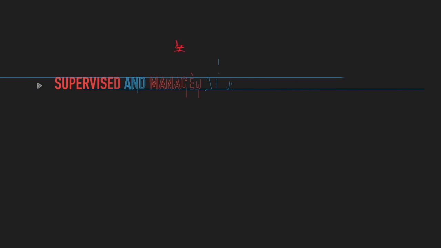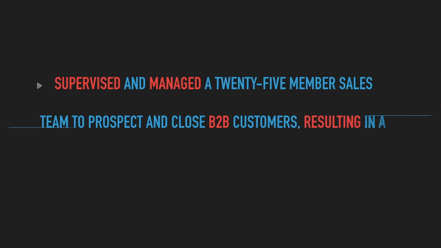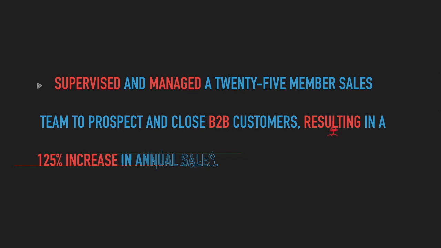Now let's look at how the same task has been described using the magic equation. It goes something like this. Supervised and managed a 25-member sales team to prospect and close B2B customers, resulting in a 125% increase in annual sales. Now, the latter response is the complete response, which tells us that the candidate has supervision skills, management skills, sales skills, team building skills, and can also achieve targets.